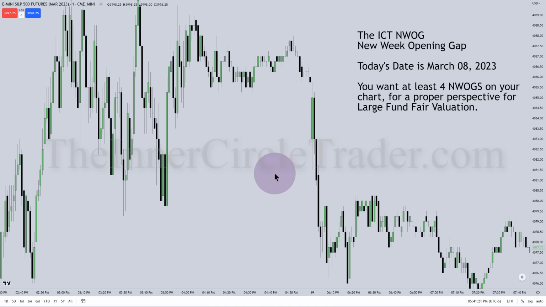But you want to have at least minimum four new week opening gaps on your chart for proper perspective of large fund fair valuation. I like to have 5 because it keeps a kind of dynamic full month's perspective. So that way it gives you a little bit of an overlap, not just the blanket 4 weeks look back. So using this chart here, let's take a closer look at what we've seen for this week.